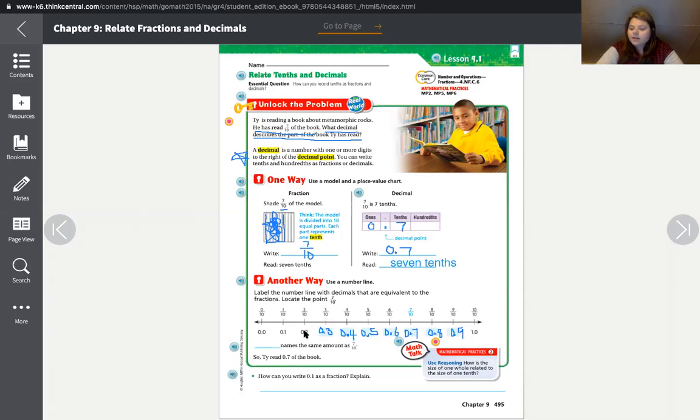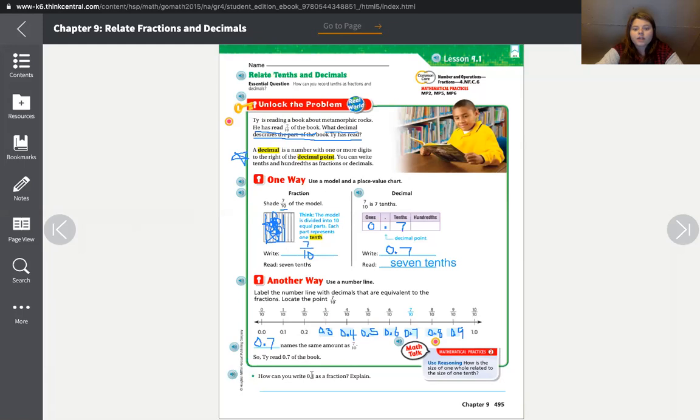And to fill in our blank down at the bottom, blank names the same amount as 7 tenths. We know that 0.7 names the same amount as 7 tenths. So Ty read 0.7 of the book. Okay, so let's look down at the bottom. It says, how can you write 0.1 as a fraction? Explain. Okay, so this is when we should be thinking, let's look at what we've done so far.